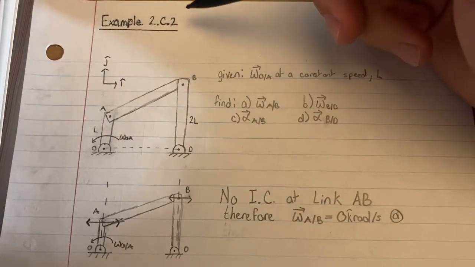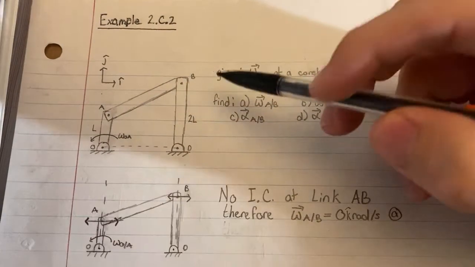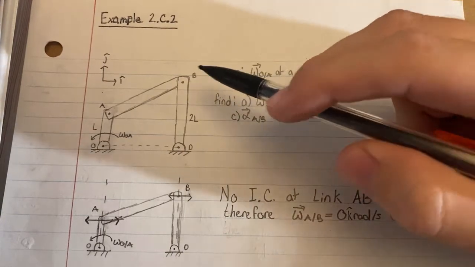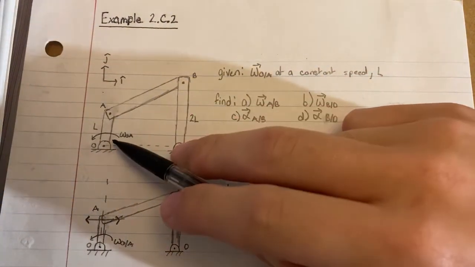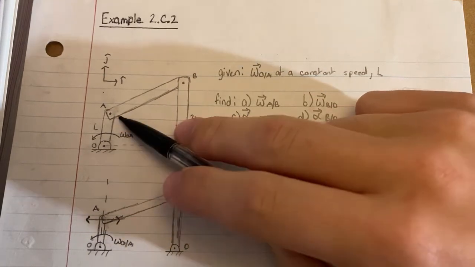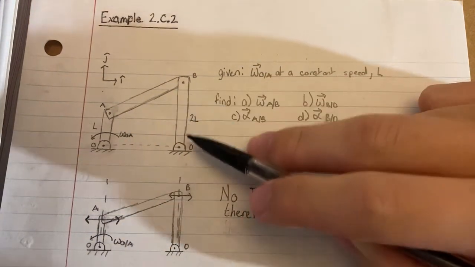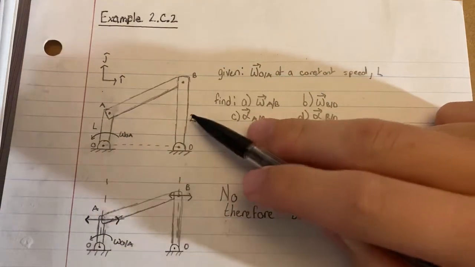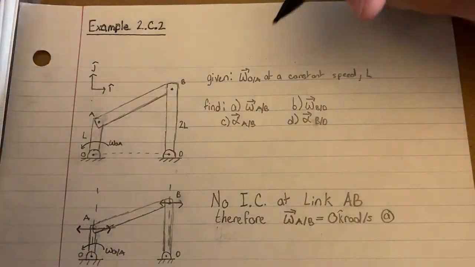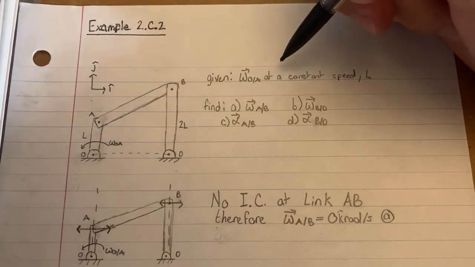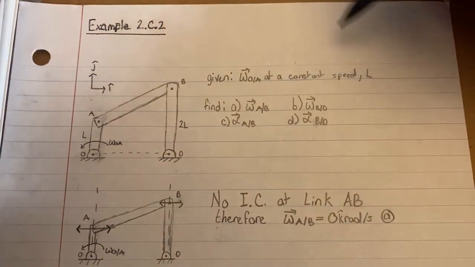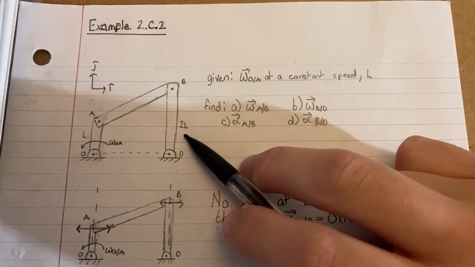Here we have example 2C2 from the book, and here's the figure shown where we have point O, point A, point B, and point D, and we have links from O to A to B, and B to D, and these have links of L and 2L. Given we have angular velocity from O to A, counterclockwise motion at a constant speed, and then we have the given lengths of L.